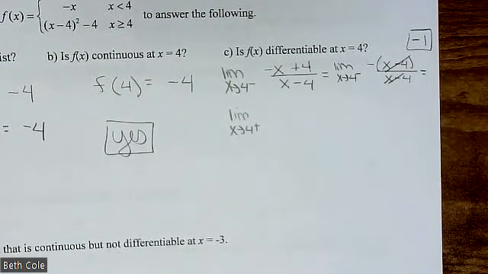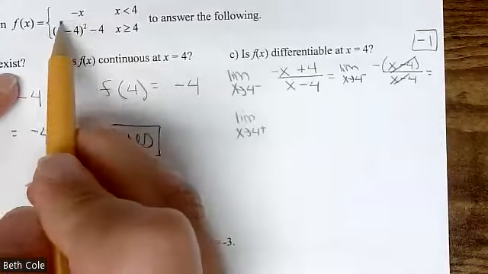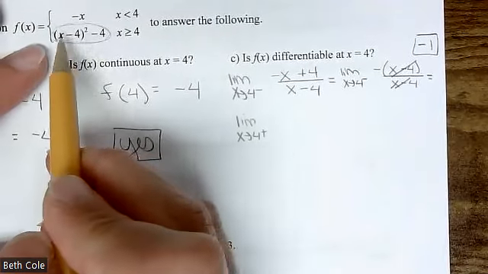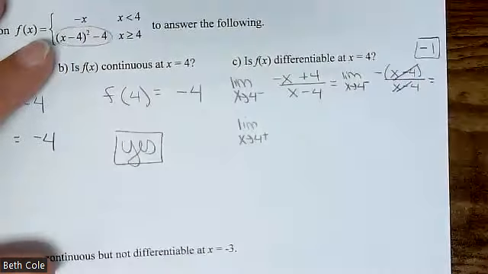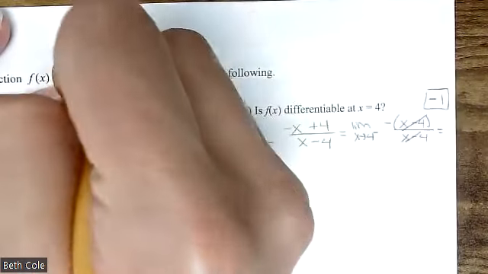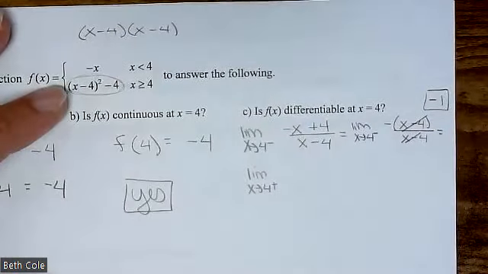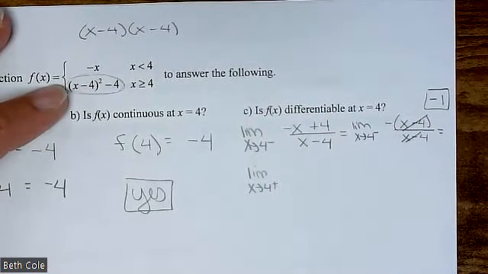Now we're going to do the same thing from the right. So it's the function, so it's going to be this. As a heads up, we're going to have to expand that out. So I'm going to do a margin problem. When you see x minus 4 squared, that means you need to write it twice. It's a twin. So let's multiply that out.